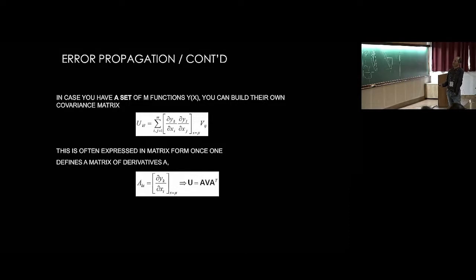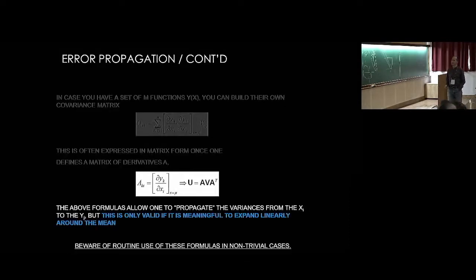Then you have, in simple matrix form, the covariance matrix of the y given as a function of the covariance matrix of the x multiplied by these vectors of partial derivatives. Okay, this is boring mathematics, but you need to see it at least once, right? So these formulas allow you to propagate the variances from the x to the y. But this formula is an approximation.